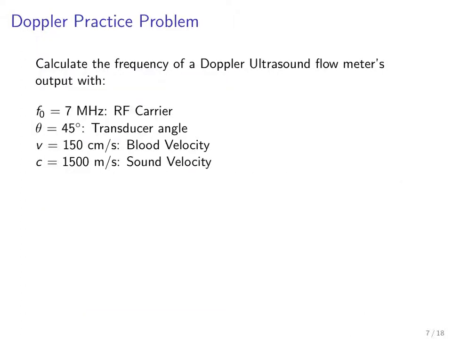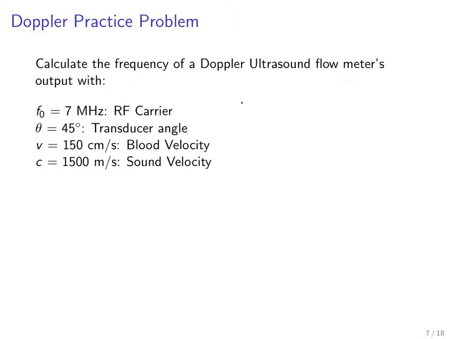So now let's do a practice problem. Let's calculate the frequency of a Doppler ultrasound flow meter's output signal, where the flow meter has a carrier frequency of 7 megahertz. The transducer is sitting at an angle of 45 degrees with respect to the flow. The blood velocity is 150 centimeters per second, and the sound velocity is 1500 meters per second.